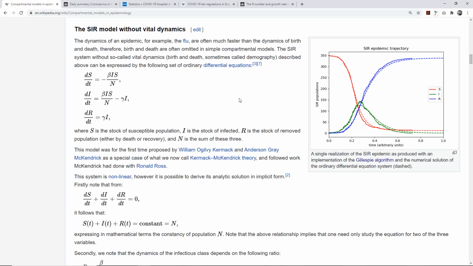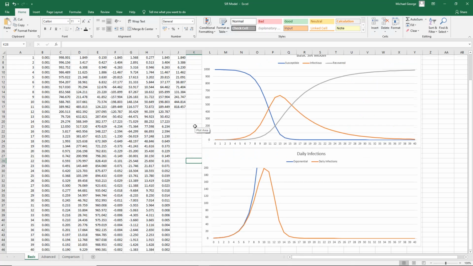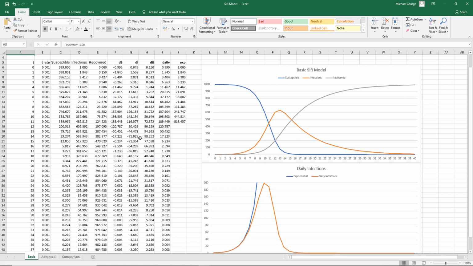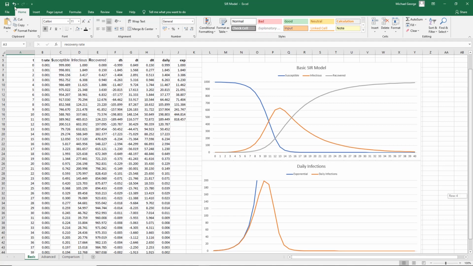I've basically taken the differential equations from this page and put them into Excel so that I can talk you through these visually. There's basically three main parameters for the SIR model. You've got a population size, I've said is 1,000 people. You have what's known as a transmission rate that relates to the R value, and you have a recovery rate which relates to how quickly people are unwell or infectious.